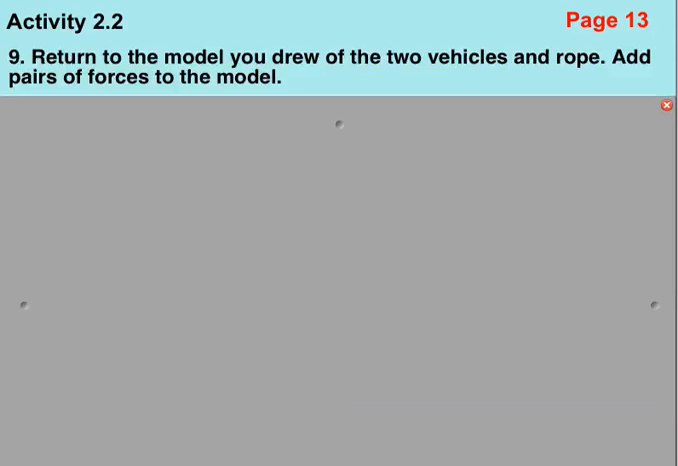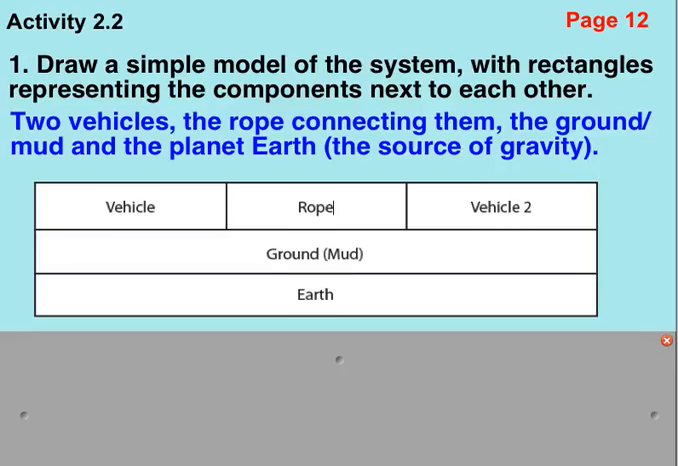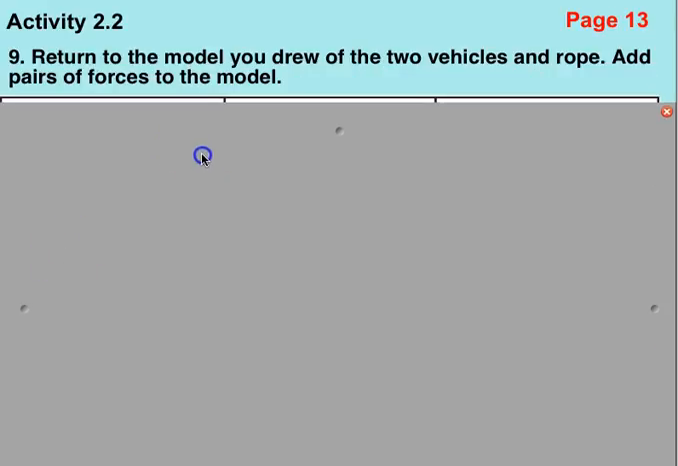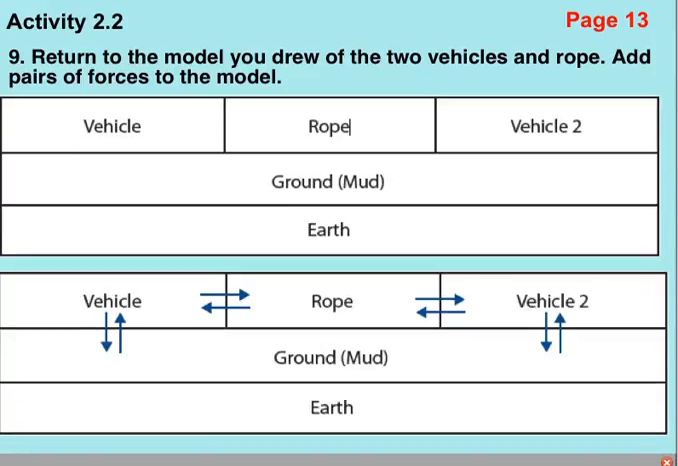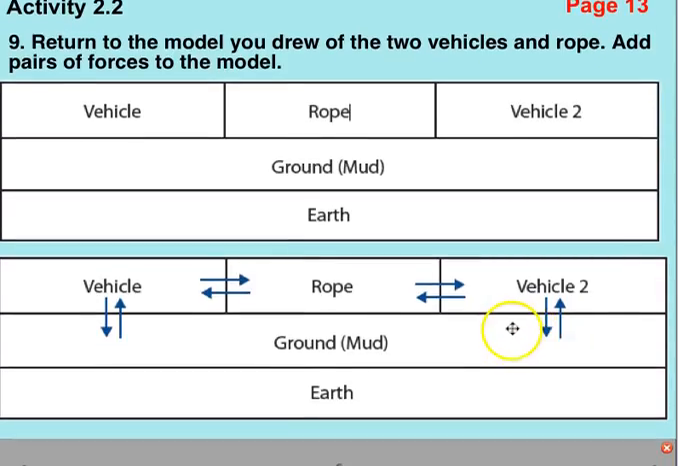So let's look at question 9. Return to your model you drew of the 2 vehicles and rope. Add pairs of forces to your model. So earlier you drew this. Now what we're going to do is add forces. So go ahead, pause the video and add forces. Now you've had a chance to add forces, do they look like this? Where the vehicle is pushing on the ground and the ground's pushing back. And then you had the rope pulling on the vehicle, and the vehicle's pulling on the rope, and vice versa for the other vehicle. It would be the same.